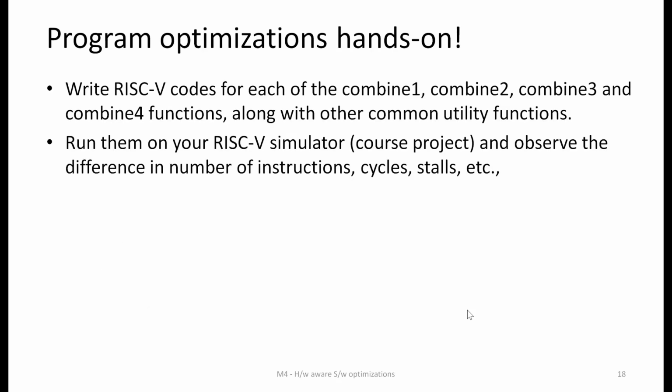So I'll conclude this lecture now, but before that, it would be very interesting if you try implementing the 4 functions, combine 1, 2, 3, and 4, along with all the necessary utility functions, write their RISC-V code and run it on the RISC-V simulator that you have built as part of the course project. Therein you can actually see the total number of dynamic instructions that got executed, the number of cycles it took, and how many stalls there were, and so on. You can have hands-on experience of how effective each of these optimizations can be. So try it out and let me know if you have any doubts or found anything interesting to share with the class.